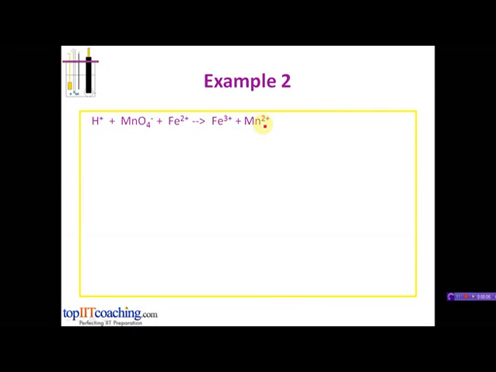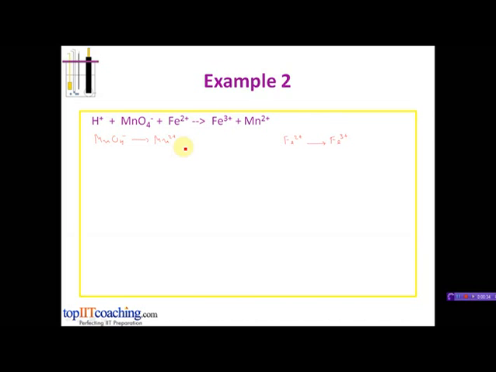Now we have to balance this redox reaction using the ion-electron method. So the first step is to split this reaction into two half reactions, one for oxidation and the other for reduction. This is the one half. MnO4 minus gets converted into Mn2 plus, and the other half is Fe2 plus getting converted into Fe3 plus. This is the reduction half and this is the oxidation half.